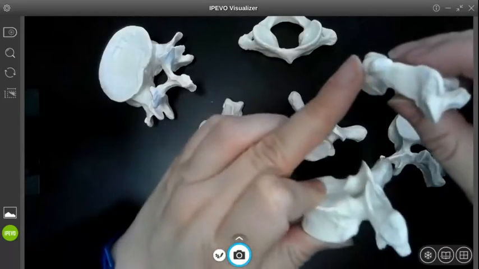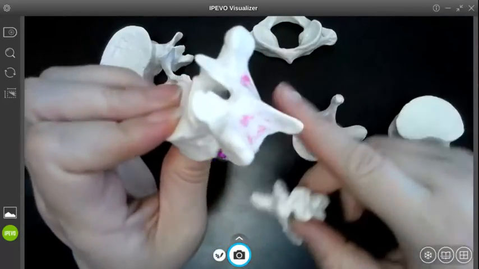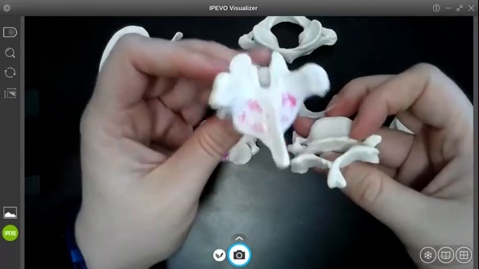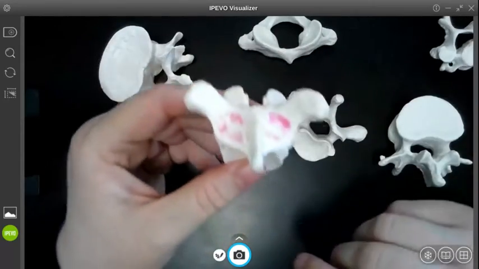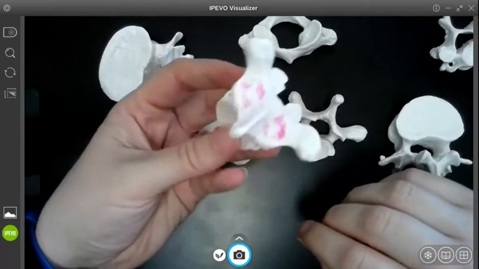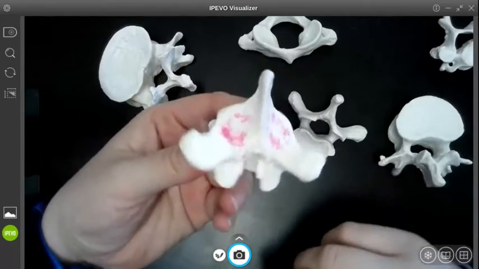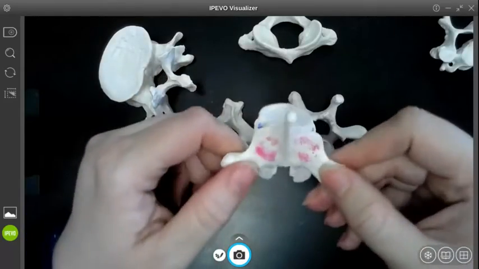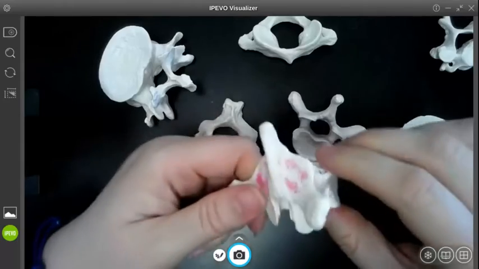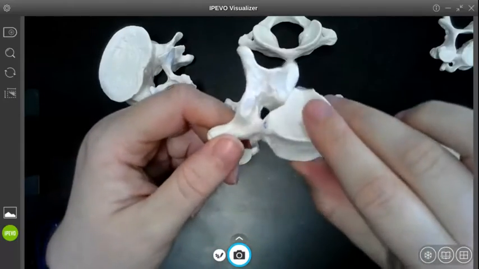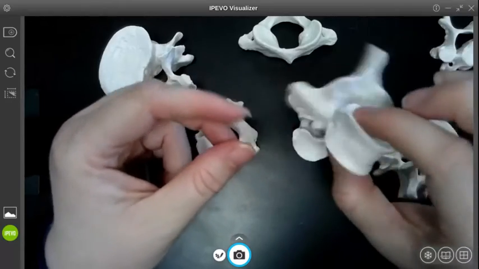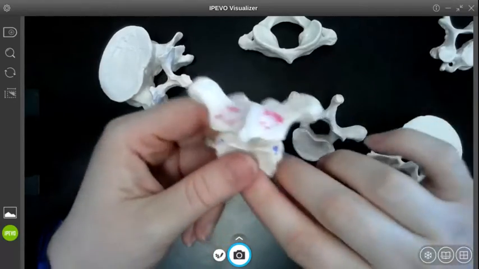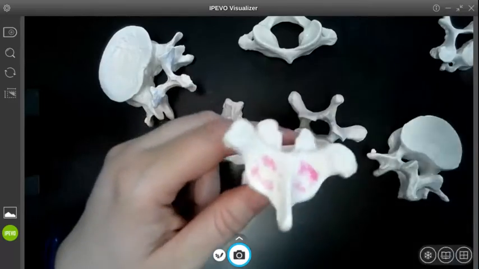So this is a spinous process right here, and this is a spinous process. Now they look a little different, but they're the same type. The other one is the transverse process, and vertebrae are actually going to have two, and that's these two structures right here, transverse process. So this is a thoracic vertebra, which is one of the 12 where your ribs attach. And I know that because of the very large transverse processes here.